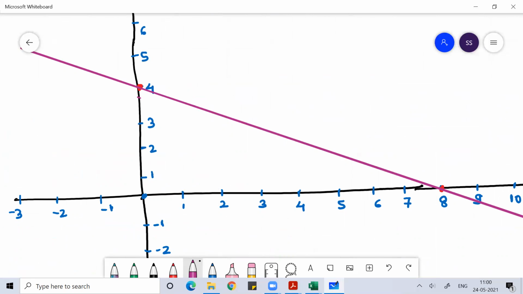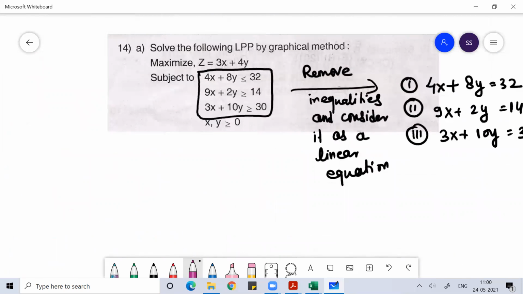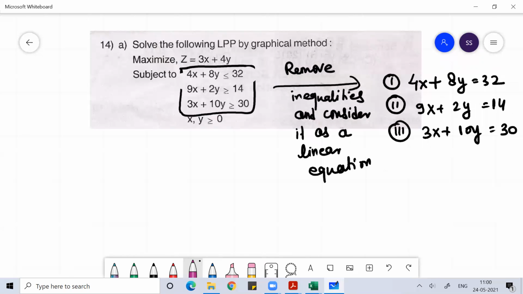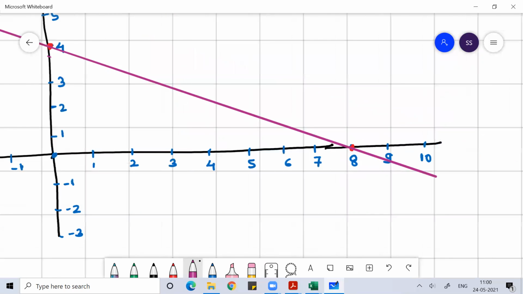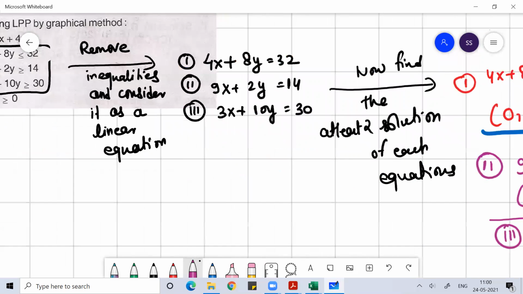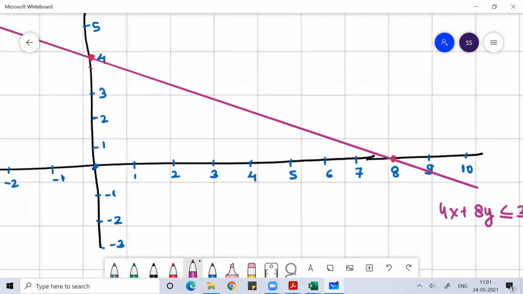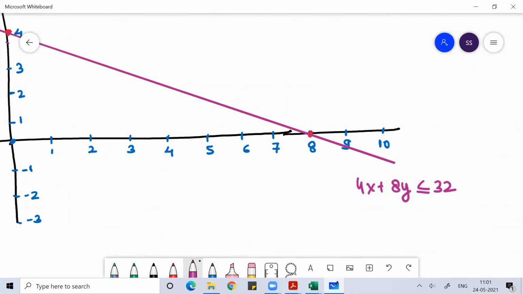Okay, everyone? But now come back to the equation. In reality, your actual graph is 4x plus 8y less than or equal to 32. Correct? This is your graph, right? 4x plus 8y is less than or equal to 32. Either equal to 32 or less than 32.